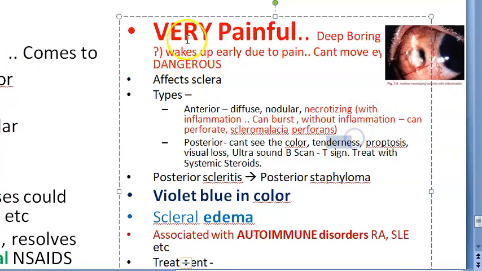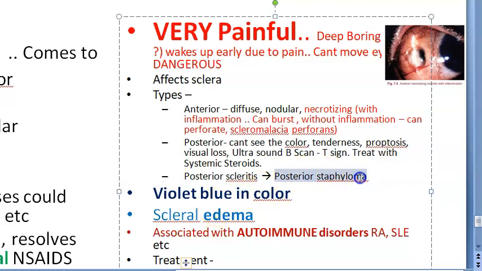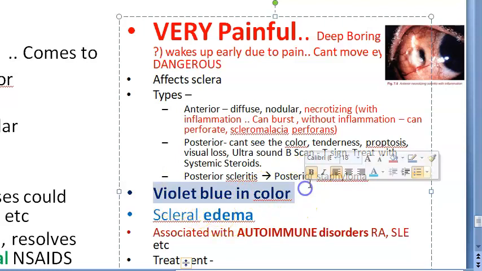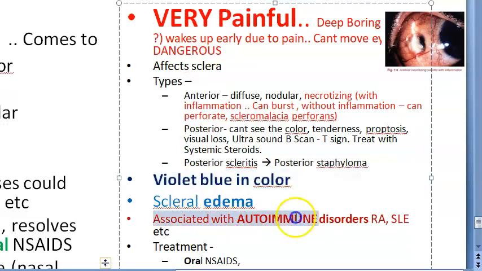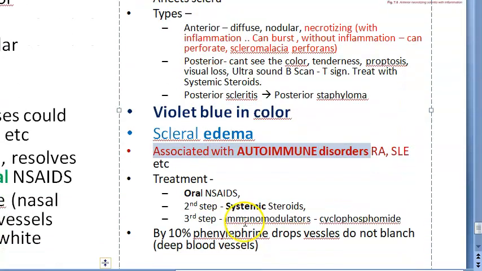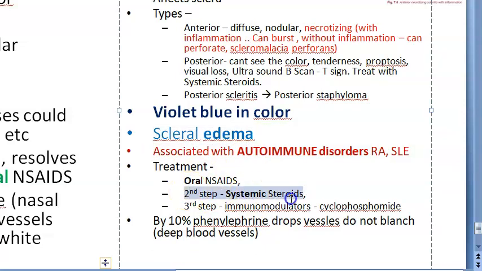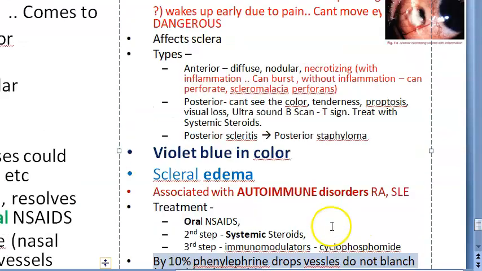There will be pain again. Proptosis can be there. Because it's at the back, you have to give systemic steroids. Posterior scleritis can lead to posterior staphyloma, that is the protrusion of the uveal tissue. The color here is violet blue, and scleral edema will be there. It is associated with autoimmune disorders like rheumatoid arthritis and SLE. For treatment we usually give oral NSAIDs first, then systemic steroids or immunomodulators like cyclophosphamide, etc. 10% phenylephrine drops don't blanch because the vessels are deep.